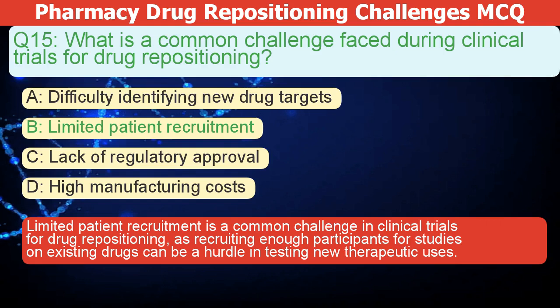The correct answer is B. Limited patient recruitment is a common challenge in clinical trials for drug repositioning. Recruiting enough participants for studies on existing drugs can be a hurdle in testing new therapeutic uses.